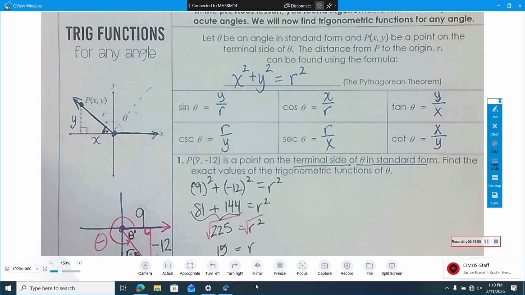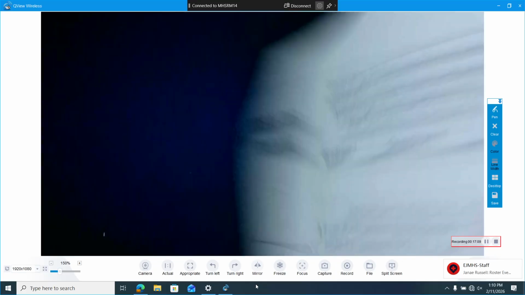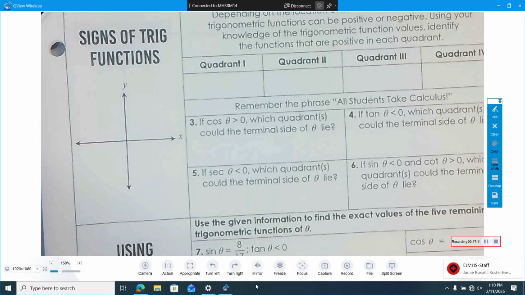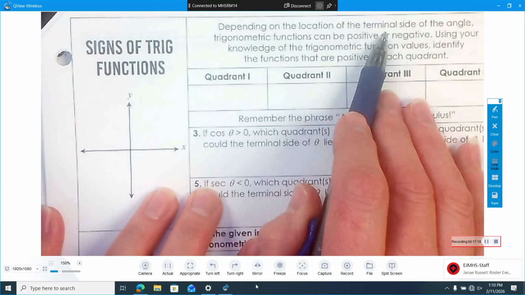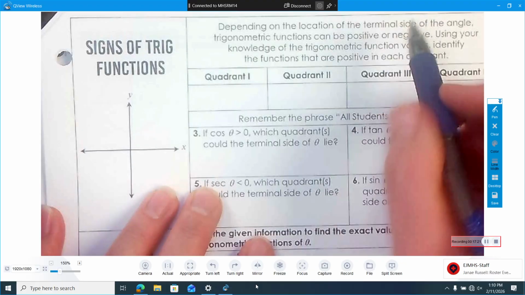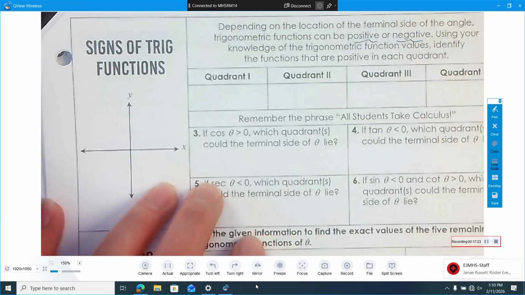Okay, well, the nice thing is I never memorize any of this, okay? I don't memorize it because I drew a picture and I don't have to memorize it. And I don't know about you, but I hate memorizing stuff I don't have to. And the best thing about trig, it's in the name, there's always a triangle. All right, and so the nice thing is when we talk about signs of trig functions, depending on the location of the terminal side, the functions can be positive or negative.